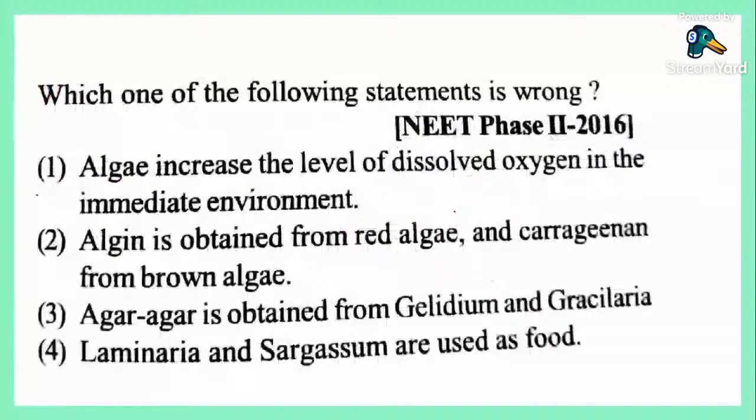Question number 22 is also a direct NCERT question for NEET 2016. You have to identify the wrong statement from the following. Algae increases the level of dissolved oxygen in the immediate environment. Algin is obtained from a red algae and carrageen is obtained from a brown algae. Agar is obtained from Gelidium and Gracilaria. Laminaria and Sargassum are used as food. Very good. The correct answer for this question is option number 2, because algin is obtained not from a red algae but from a brown algae. Clear?